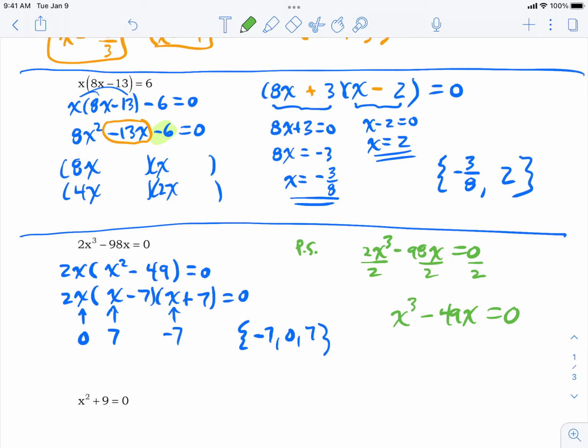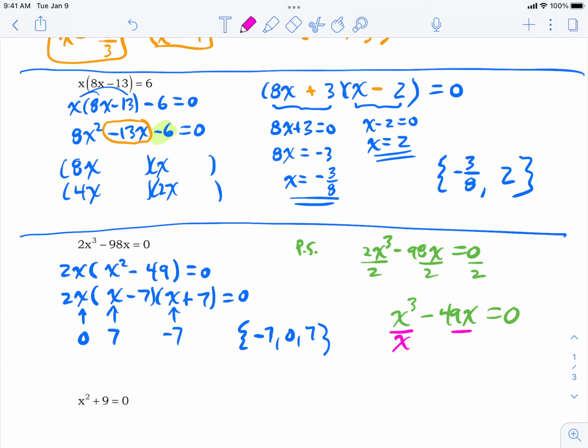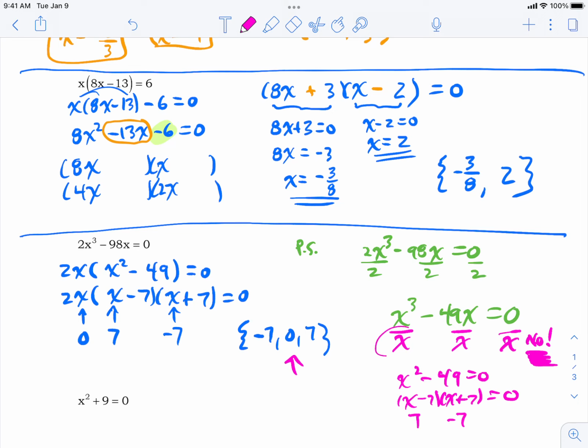But you're not going to cancel x's. You might say, well, why not? I'd have an x squared minus a 49, and I could get the difference of squares here, and everybody's happy, and nobody's happy, because you're missing a solution. Here you've got 7, here you've got negative 7, but wait, what about the solution x equals 0? You lost it. You lost it when you divided it.